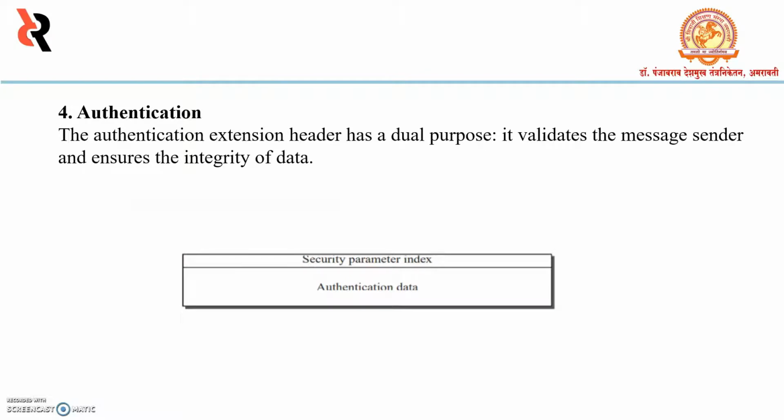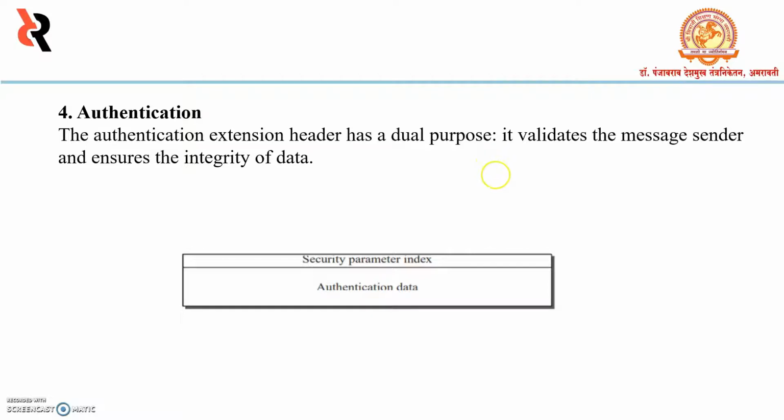The authentication extension header has a dual purpose. It validates the message sender and ensures the integrity of data. It is related to security. The former is needed so the receiver can be sure that a message is from the genuine sender and not from an imposter. The latter is needed to check that the data is not altered in transit by some hacker.